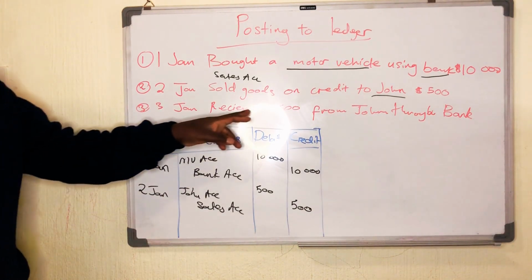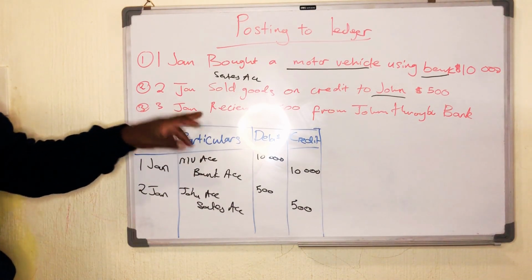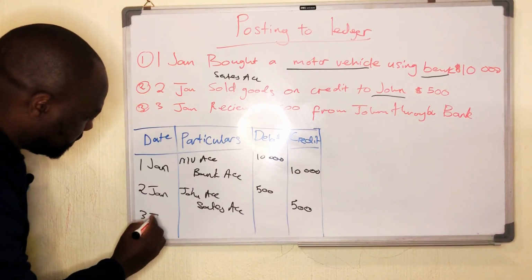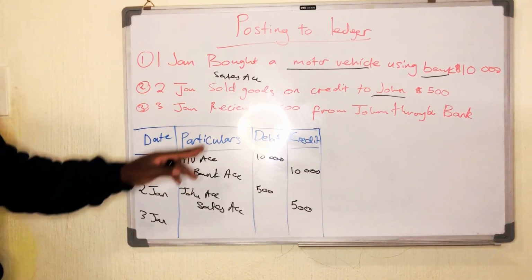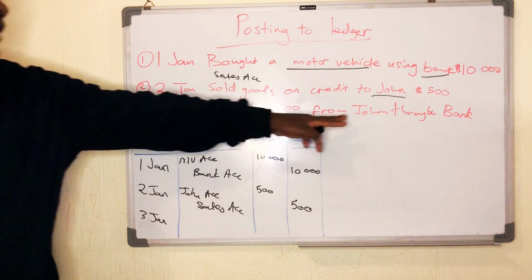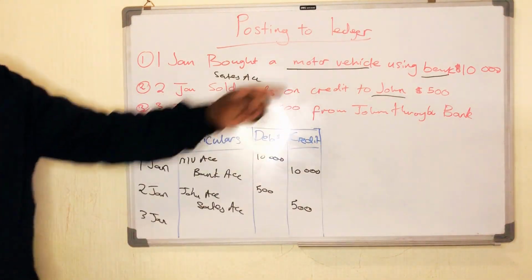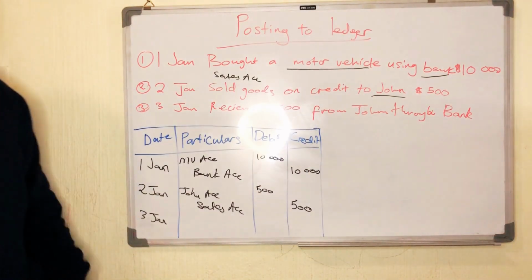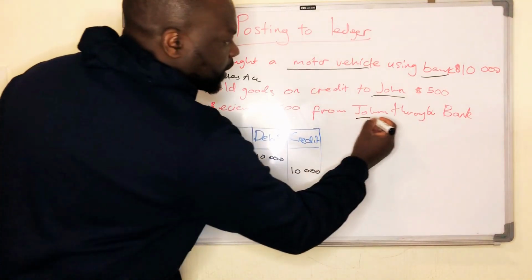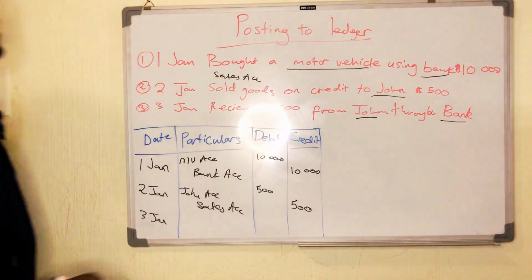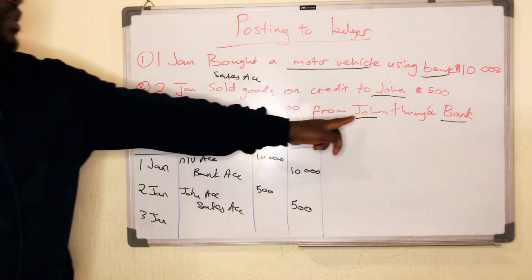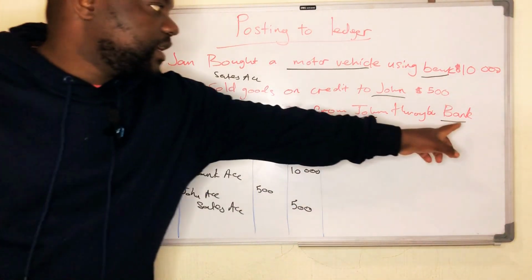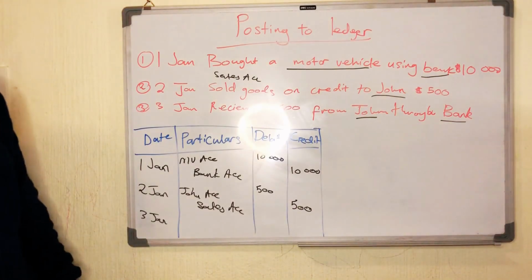The date is 3 January, that's the date of the transaction. And what happened? We received money from John through bank. John paid us through bank. So the two accounts affected are John account and bank account. John, the name of a person, goes under personal accounts. Bank is an asset, it goes under real accounts.